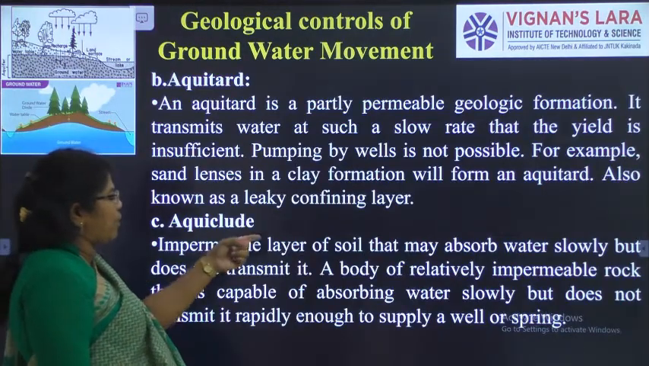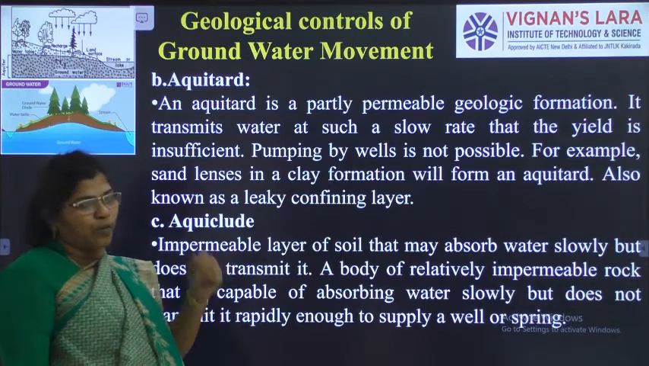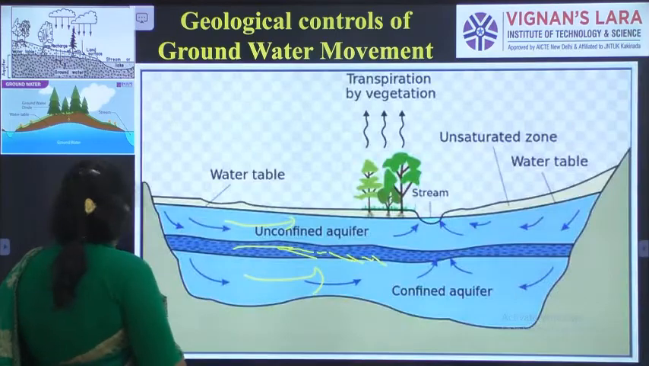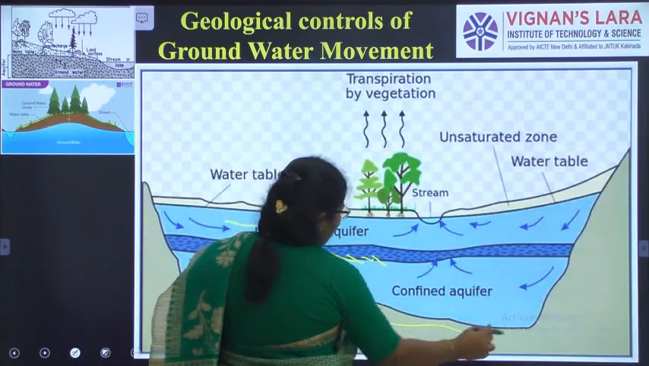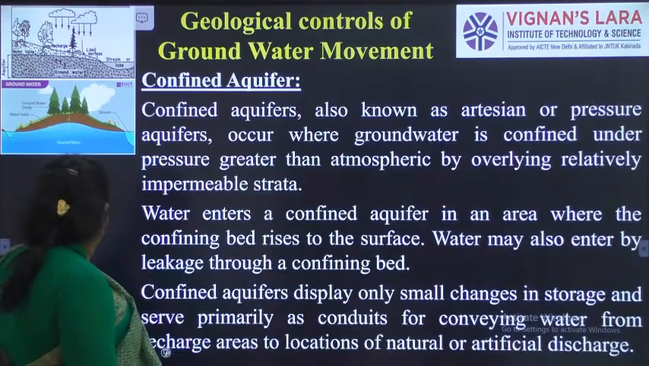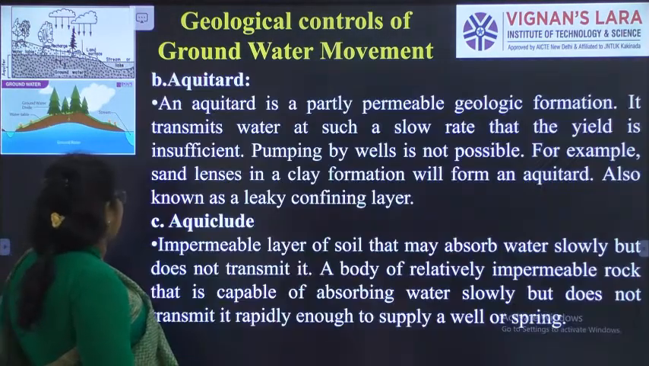The aquiclude is an impermeable layer of soil. It will absorb the water slowly, but it will not transmit. Right? This is the bottom layer. Mostly it will be an aquiclude. Right? So it will mostly be a clay layer. You can take it as an aquiclude.